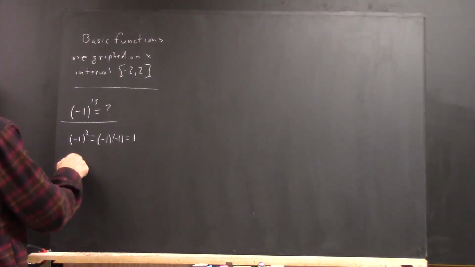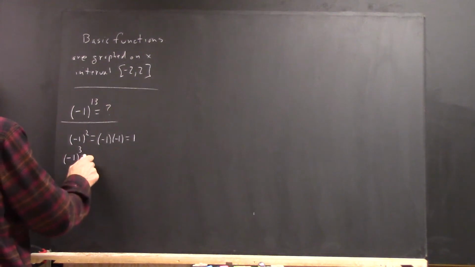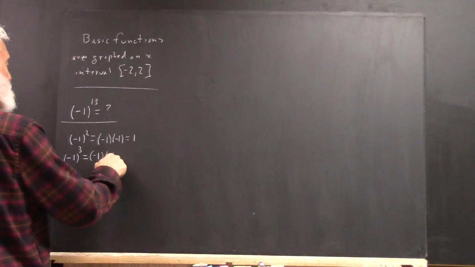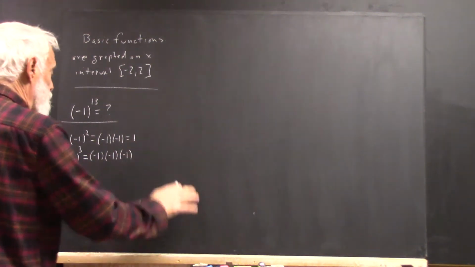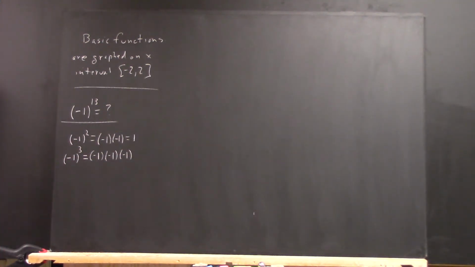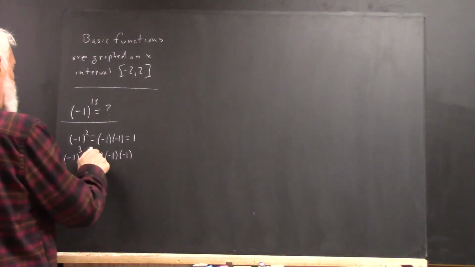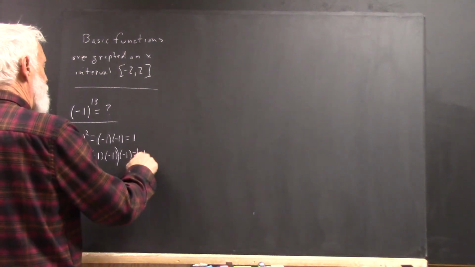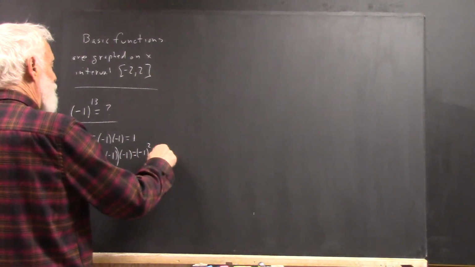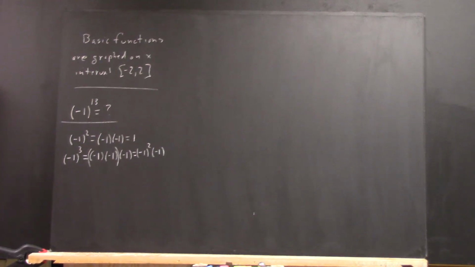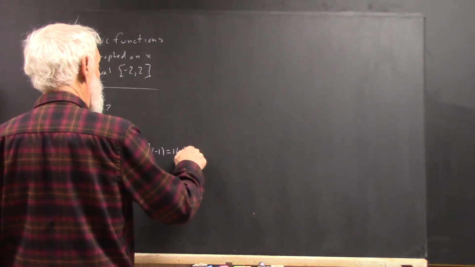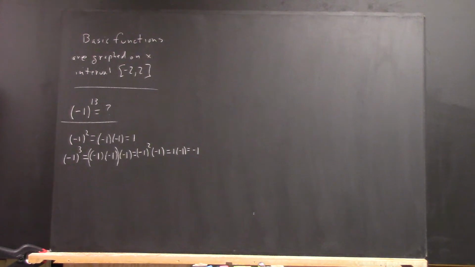Then, what's -1 cubed? Well, -1 times -1 times -1, right? Of course, if we group these two -1s here, we see it's -1 squared times -1, right? And that equals 1 times -1, which is -1. Okay?